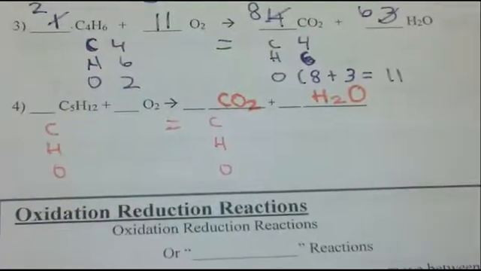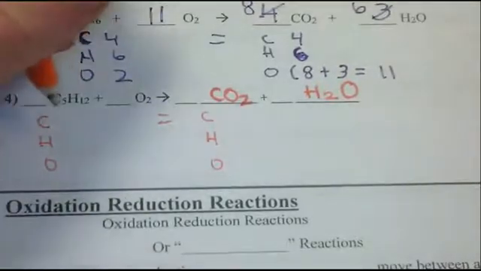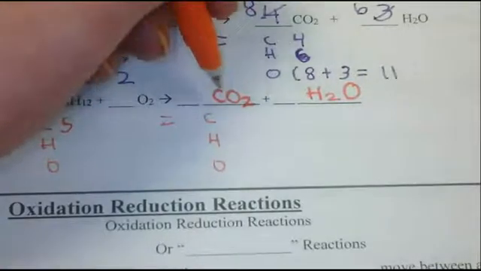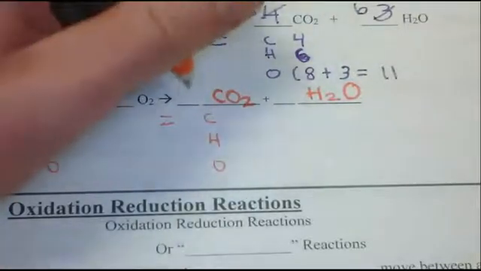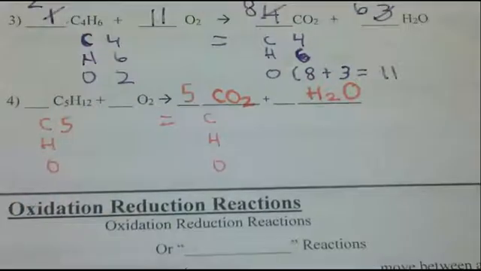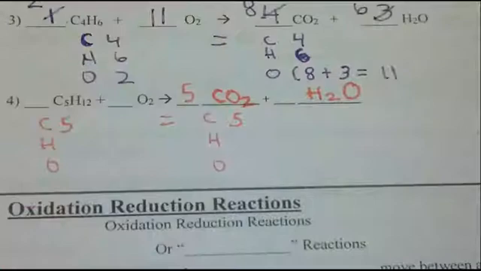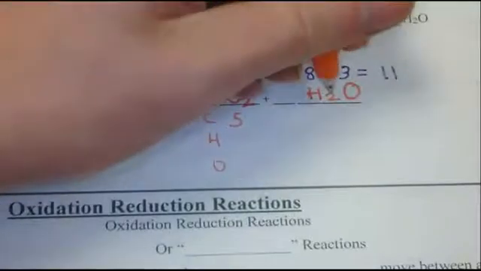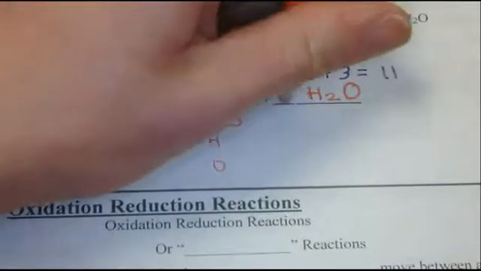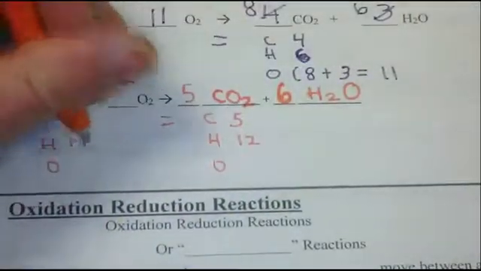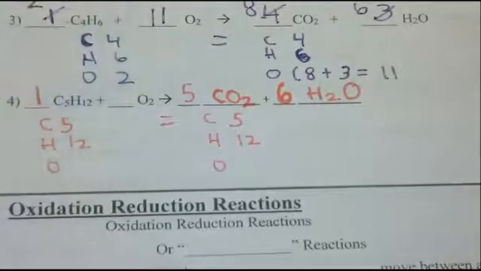Alright, so on the left side, I have 5 carbons. On the right side, I only have 1. So I'm going to put in a coefficient of 5. Alright, now let's do our H's. On the left side, I have 12 hydrogens. On the right side, I only have 2, so I need to make them equal on both sides. So I need to say, okay, 6 times 2 is equal to 12. I'm going to put in my coefficient of 6. And I'm going to put in my coefficient of 1 to keep my place.